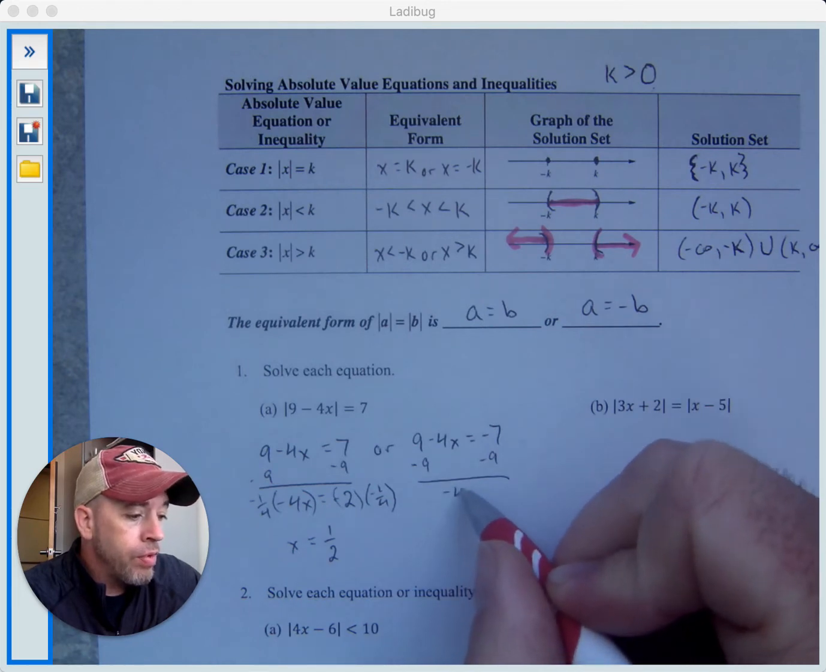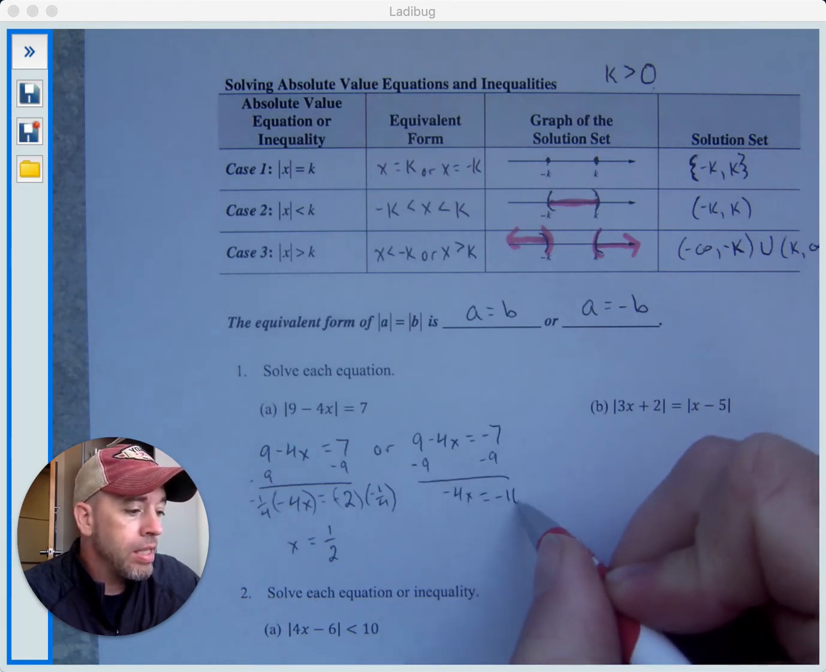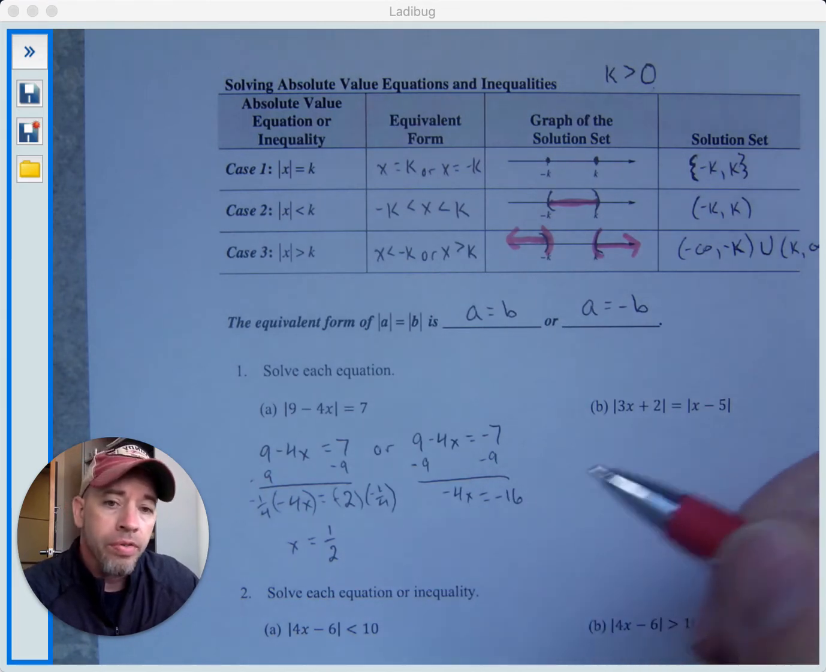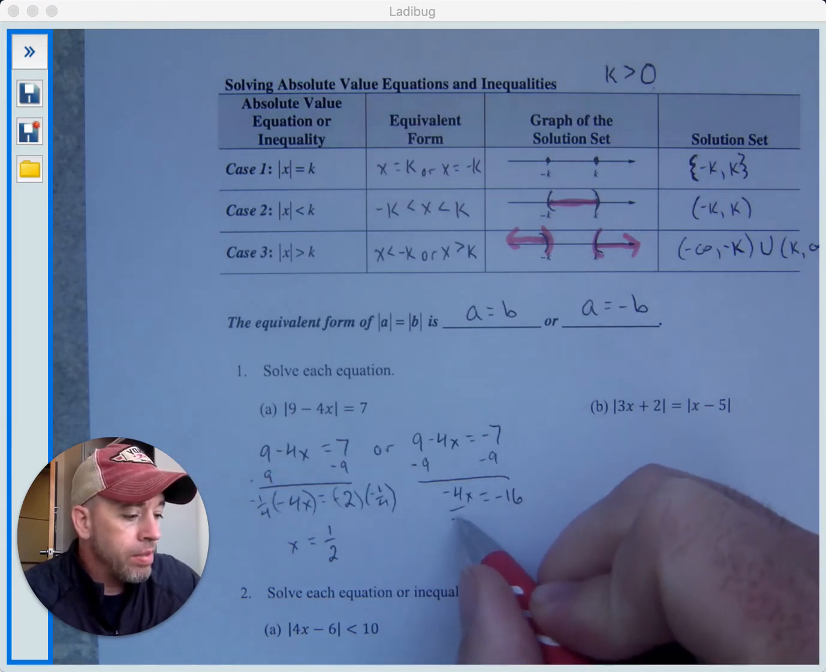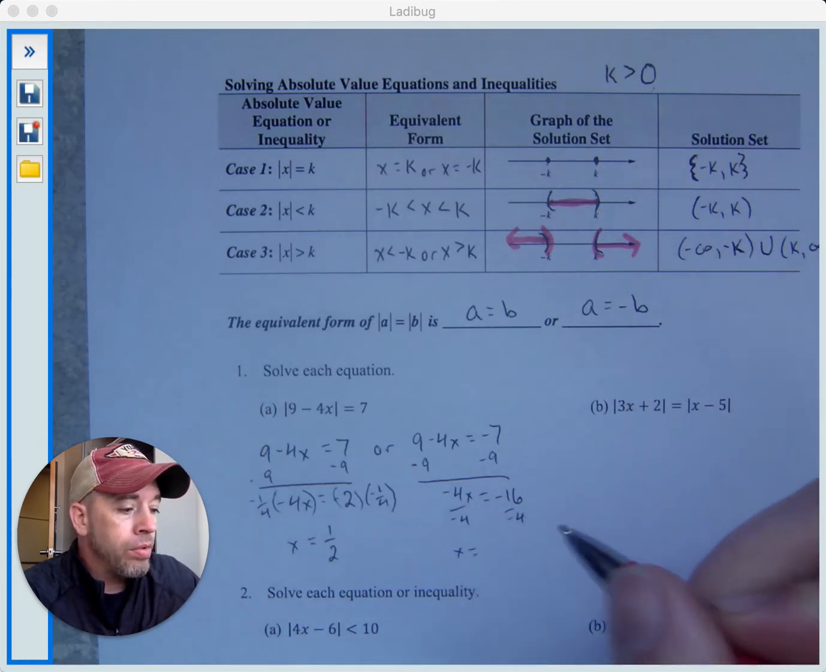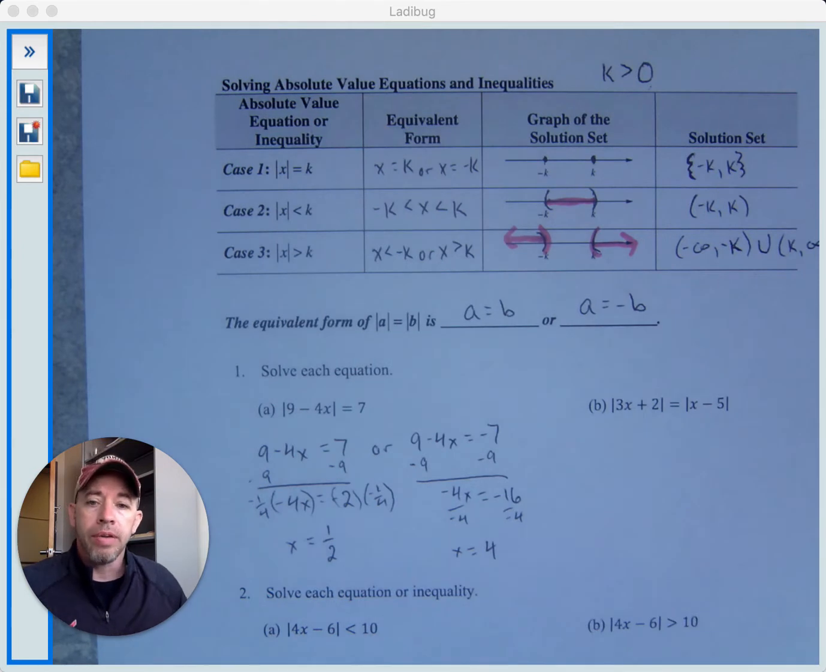Okay. We're going to subtract 9 from both sides here. Here we get negative 4x is equal to negative 16. And again, we multiply by negative 1/4 or divide by negative 4, either one. Maybe this time I'll divide by negative 4. We get x is equal to 4. So here we have two solutions. We could always plug them back in to make sure they work.